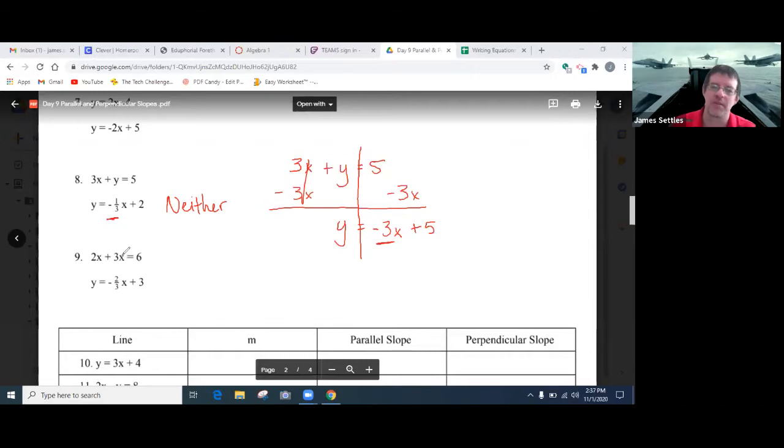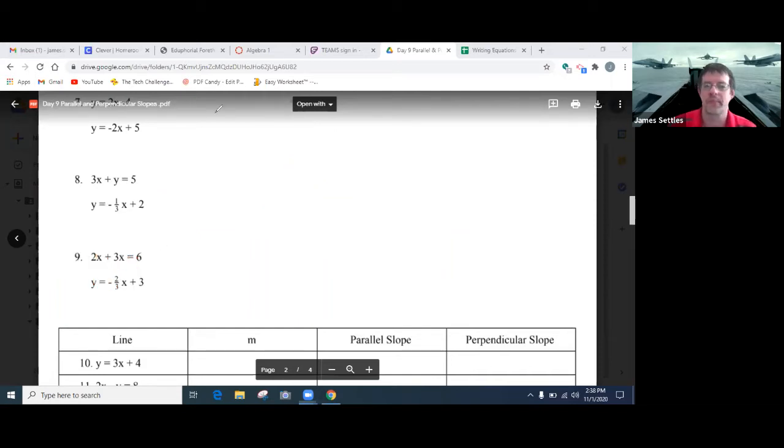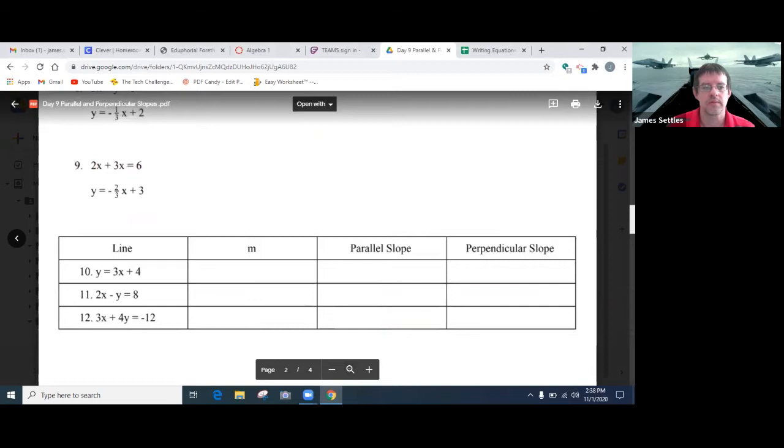And then I'm not going to worry about this one right here, but we definitely don't know the slope because y is not by itself. There's not even a y in this problem. So we're not going to worry about doing this. Okay, on these two right here, y is not by itself. So once again, I'm just not going to worry about this today. Let's take care of the one where y is by itself.